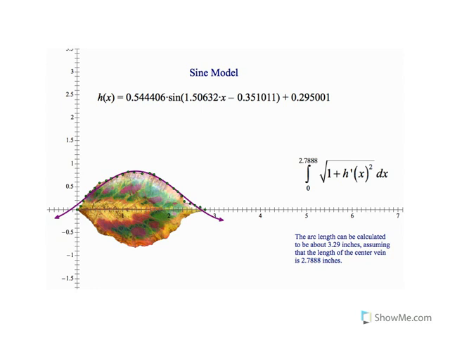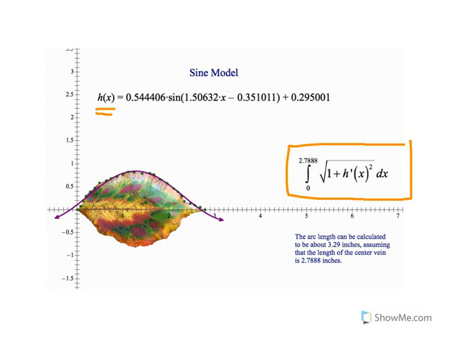Finally, one more, this time a sine regression, and we find the function h of x that we'll use to model the shape of the leaf. And the way that we will use it is to take this general arc length formula from calculus and take the derivative of the function h and plug it in the formula to calculate the arc length.